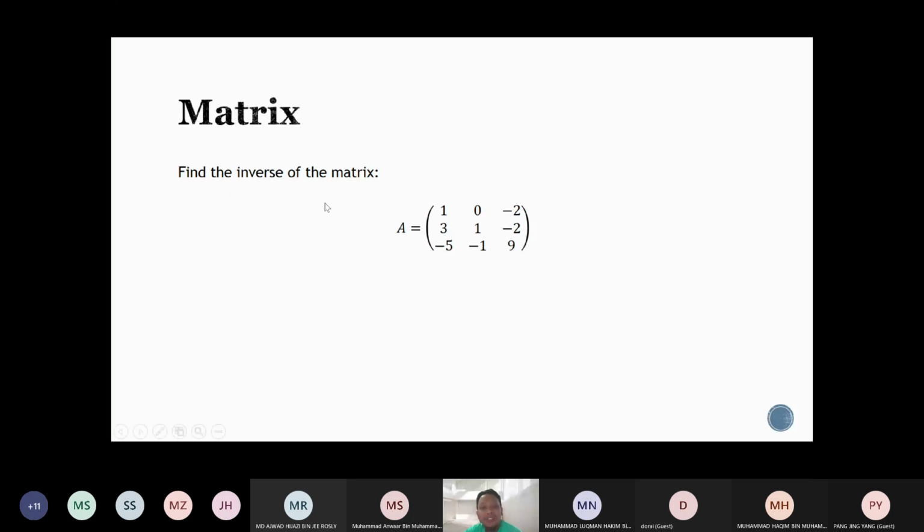Okay, so can you use a calculator to find the inverse of matrix A? Even without a calculator, you can do it manually. This is an easy question, it is just tedious to calculate, the working is long. But we can use a calculator.